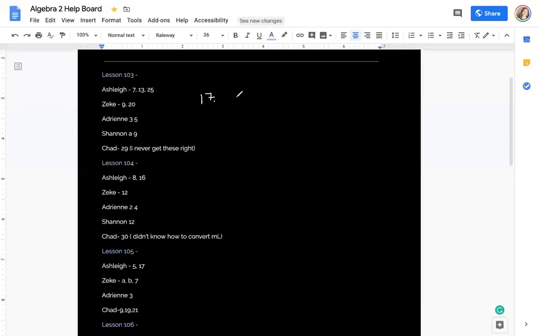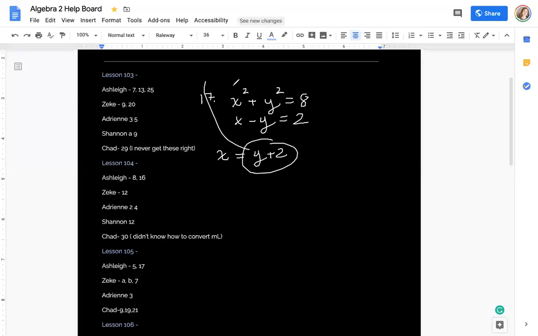17 is a circle with a line going through it, so it's x squared plus y squared equals 8, x minus y equals 2. This is one you can't do elimination, so you're going to have to solve it for one of the variables. So I'm going to get y plus 2. We're going to take this and put it in here for x. So we get y plus 2 squared plus y squared equals 8. You do the mature way of foiling it.